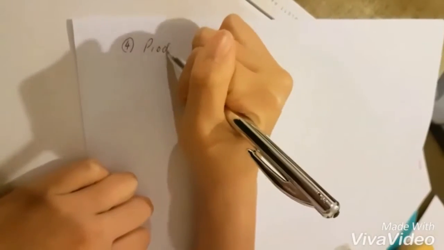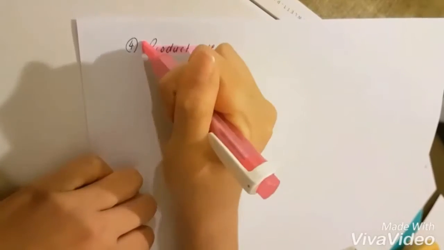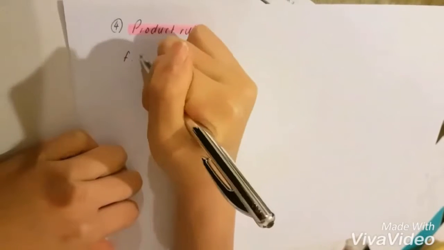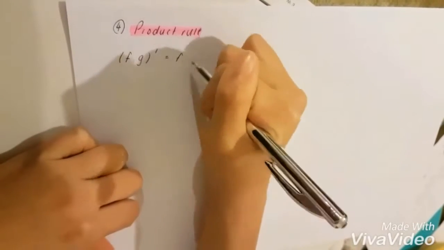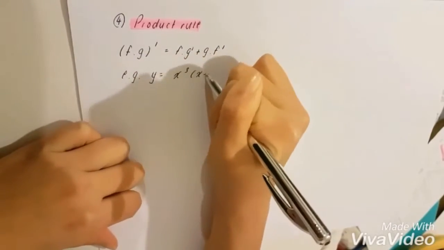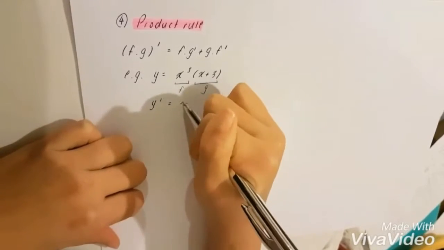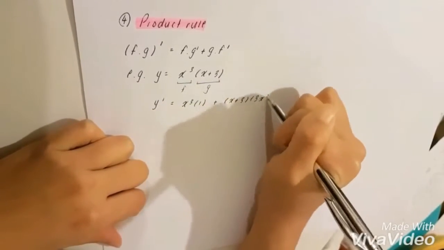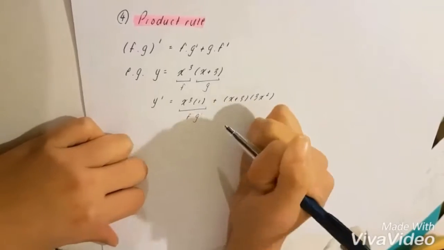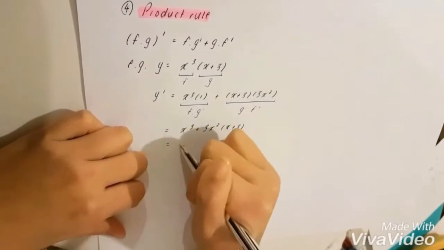Fourthly, the product rule. According to the formula sheet, it is said that the derivative of the function f times the function g is equal to the function f times the derivative of the function g plus function g times the derivative of the function f. So for this example where x cubed is the function f and x plus 3 is the function g, the derivative of the whole function is equal to f times g dash plus g times f dash. And always remember to simplify your answer if you can.